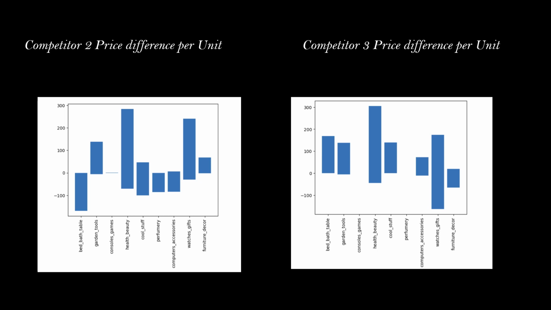When we see the competitor 2 price difference per unit, as you can see in the bar chart, compared to competitor 2 price, the unit price is higher, so that's why it is below zero. And you can see that health beauty has the highest price gap between competitor 2 and the unit price. Similarly, on the right side, we can see the competitor 3 price difference per unit also.